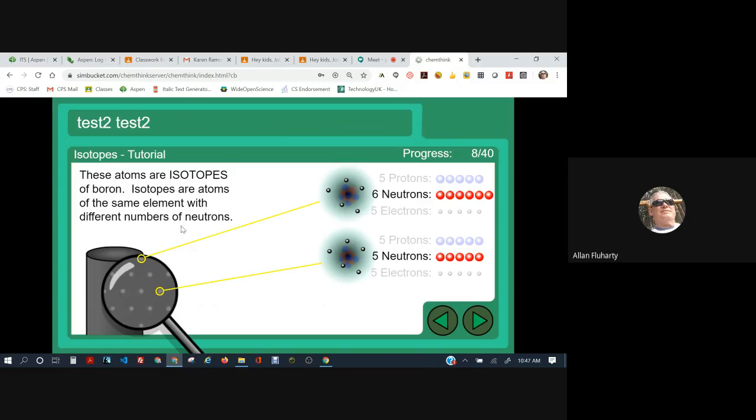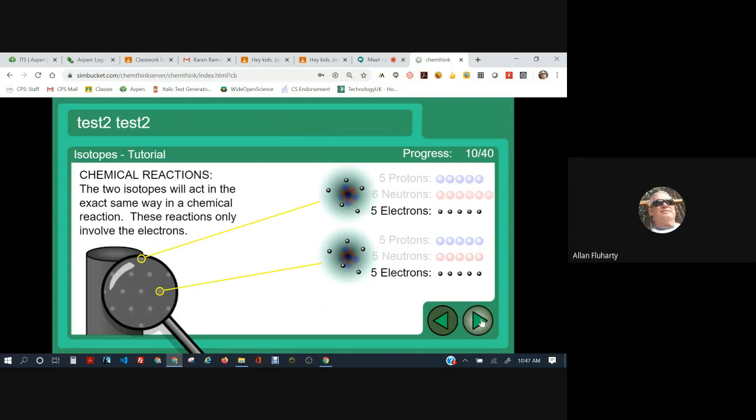Isotopes are atoms of the same element, the same number of protons, but different number of neutrons, different mass. And don't confuse isotopes with ions. They both start with I. Isotopes has to do with the number of neutrons. Ions has to do with the number of electrons. These borons are almost identical. The only way to tell them apart is by their mass, how much they weigh.